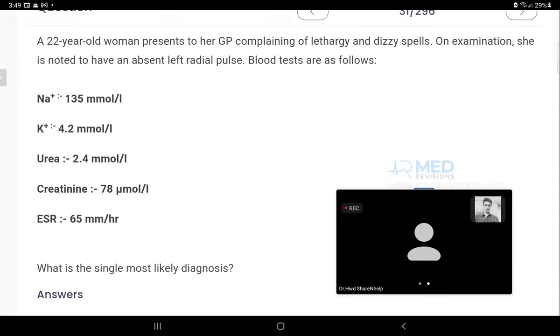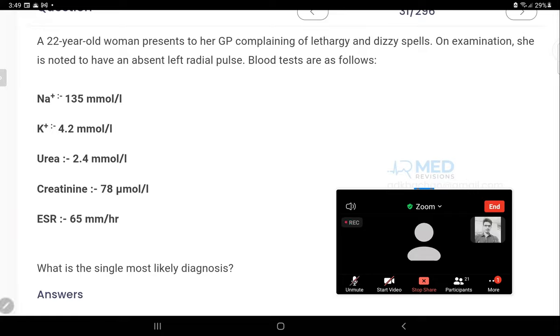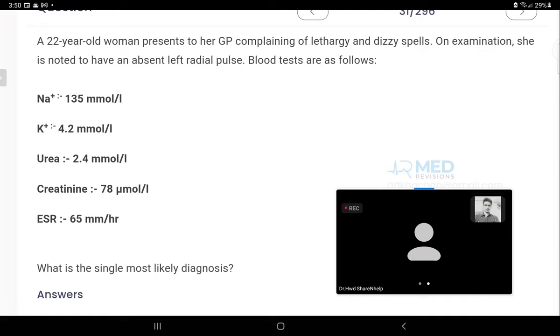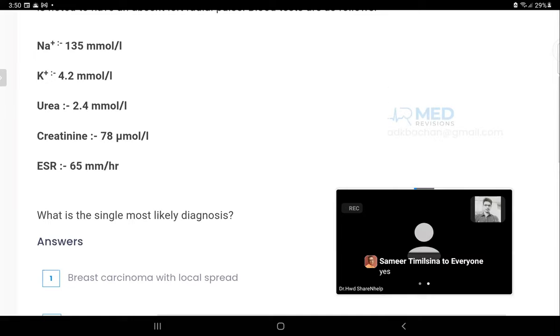Okay. So this one says, what's the most likely diagnosis? You guys have 30 seconds to answer. Without looking at the options, tell me what could this be? A twenty-two-year-old with lethargy, dizzy, noted to have an absent left radial pulse. Is her sodium normal? Yes or no? 135. All right. Is the potassium normal? 4.2. All right. Urea, is that normal? Okay. Creatinine, normal? ESR, normal? What's the diagnosis?